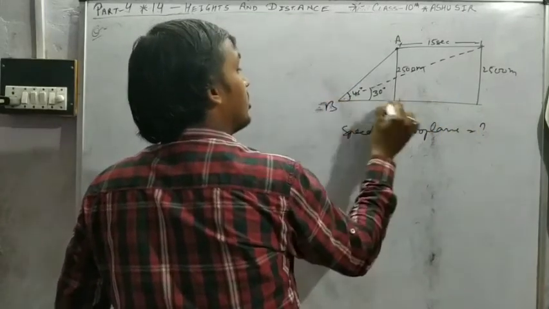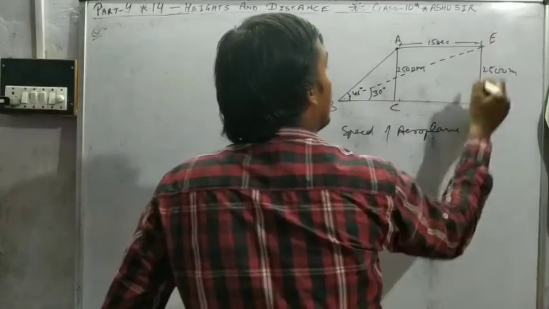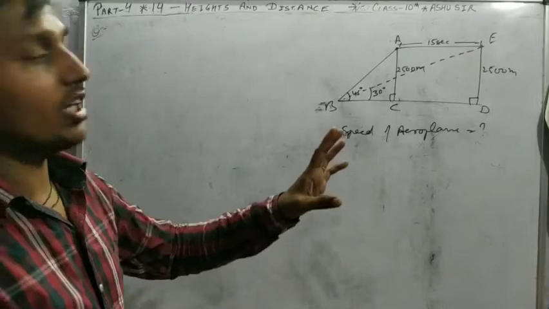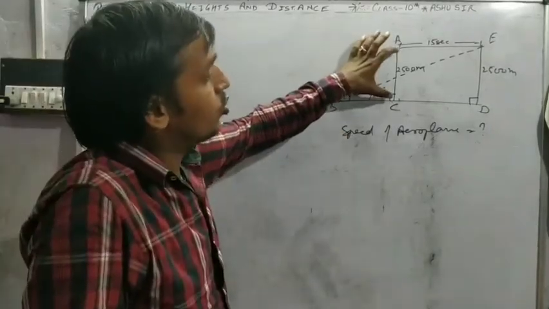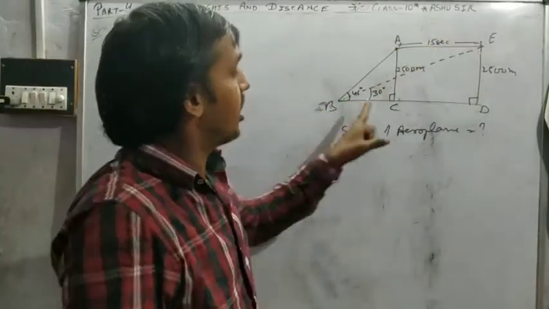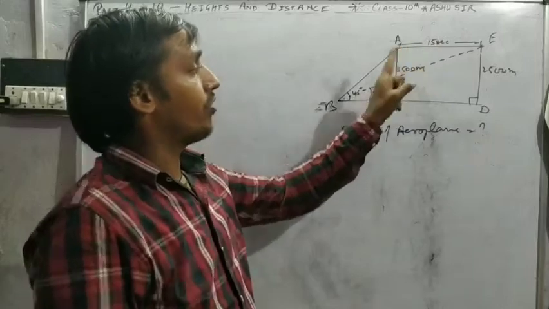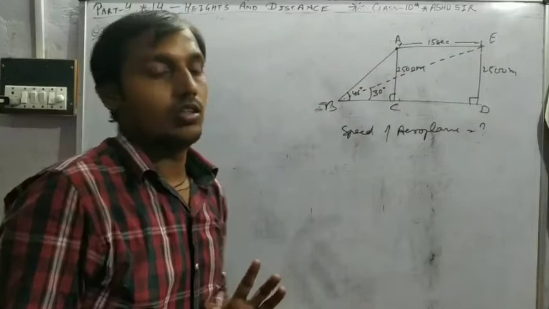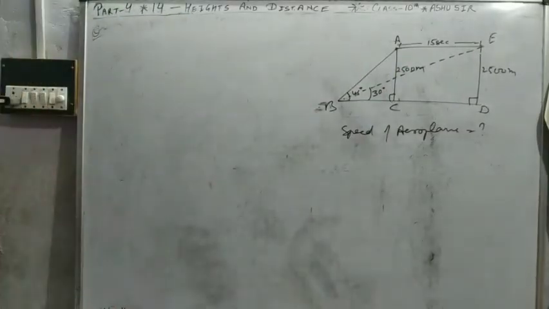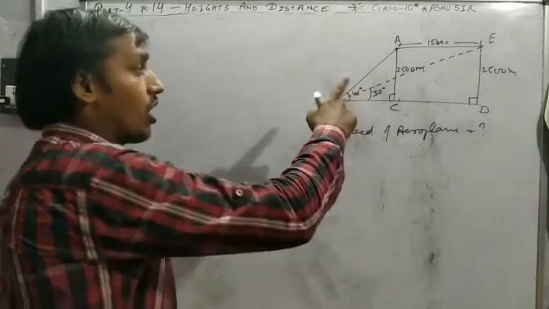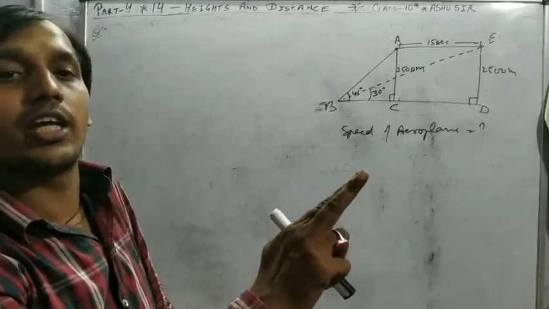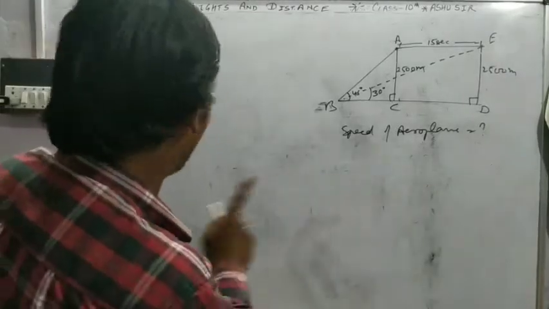A, B, C, D, E. I hope you understand the question. The same figure, at constant height 2500 meter. After 15 seconds, the angle of elevation changed from 45 to 30 degree. So find the speed of the airplane. First, we see the figure. Then we try to solve it with the same process, combining both triangles, no change.